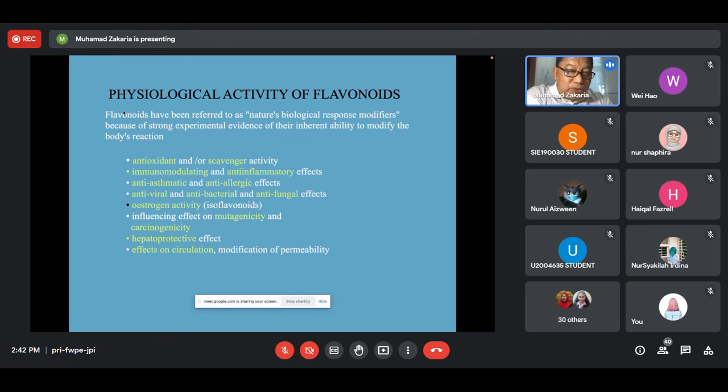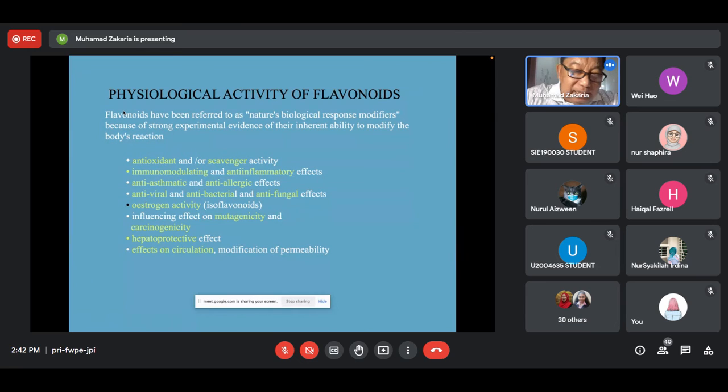But if you use the estrogen activity from isoflavonoid, there is no side effect. So that's why this type of isoflavonoid is very good for making cream to protect skin from rashes. Okay, and also if you take it, it improves your estrogen activity.